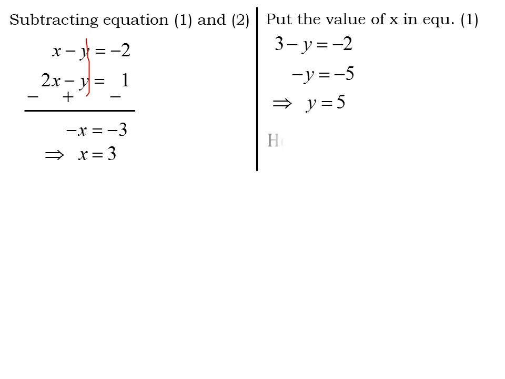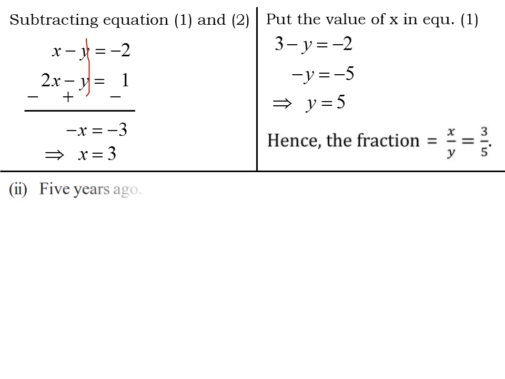So what do we get? Hence my fraction is 3 by 5. x by y is my fraction, so my fraction will be 3 by 5. And you can verify by putting the values in the first equation and the second equation. 3 minus 5 will become minus 2 here, and 6 minus 5 will become plus 1. So this is the solution of the first question. Now moving towards the next question.